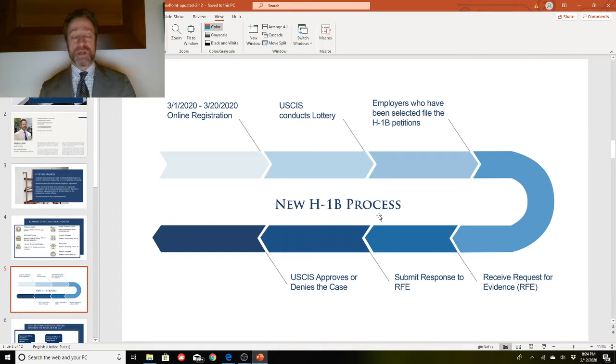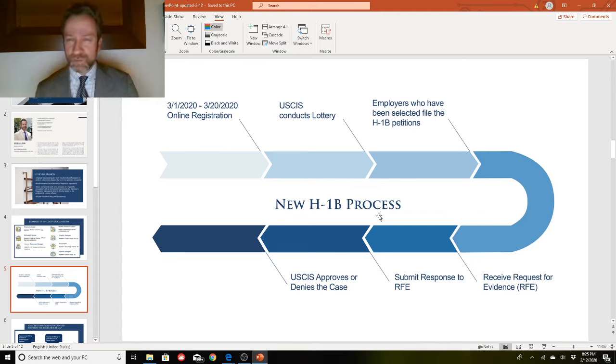Each employer will register the employee or employees that they want to enter in the lottery. Then, after March 20th, the Immigration Service, U.S. Citizenship and Immigration Services, or USCIS, will conduct the lottery electronically. Before April 1st, we should know which applicants have been selected for the H-1B visa, who have won the H-1B lottery.